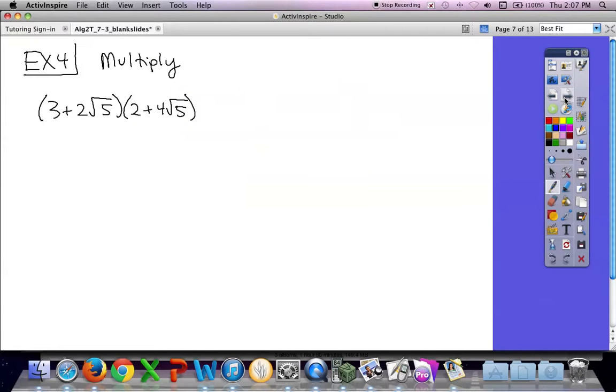Okay. So the next thing that we do is we learn to multiply, and these are the things that are called binomial radical expressions. And why do you think we call it a binomial? You've got two terms, all right? Why do you call it a radical? Because it has a radical involved. So these are binomial radical expressions.